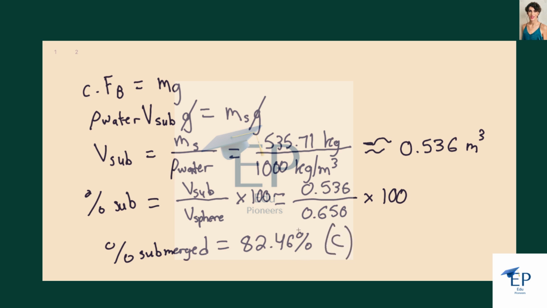Once the rope is cut and the sphere rises to the surface of the water, in order for this sphere to float, 82.46% of the sphere's volume must be submerged underneath the water in order for this to float. And that's the end of the solution.